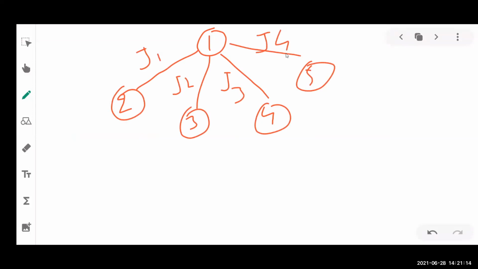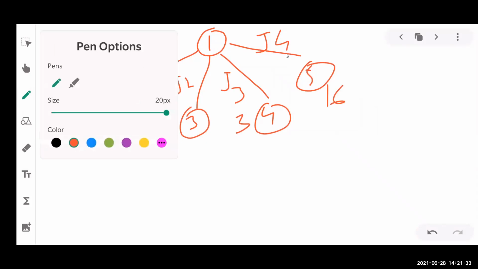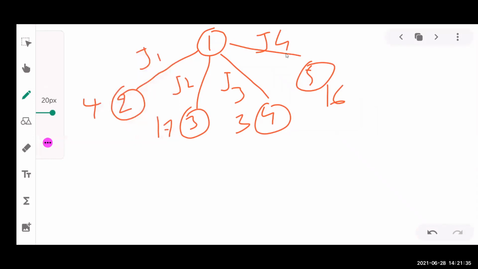So here on every vertex, you do have some cost. For example, cost will be some 4 here, some 17 here, some 3 here, some 16 here. What is the least cost of all these 4? 3. So 3 will be the least cost value which is there with us. So therefore, you have to explore this one here.